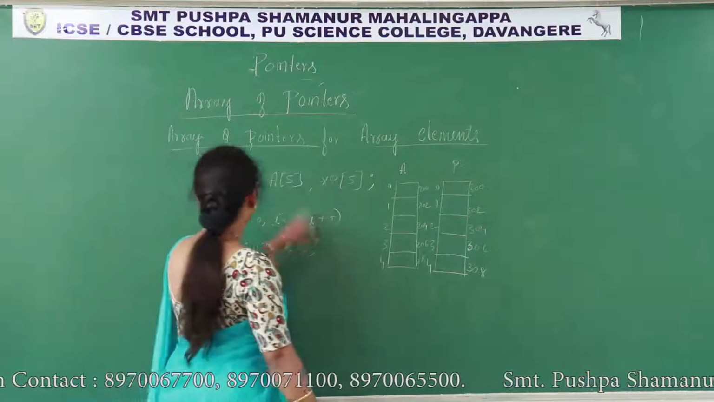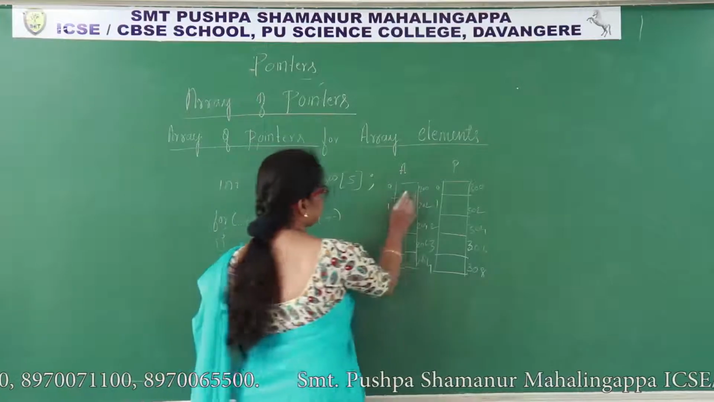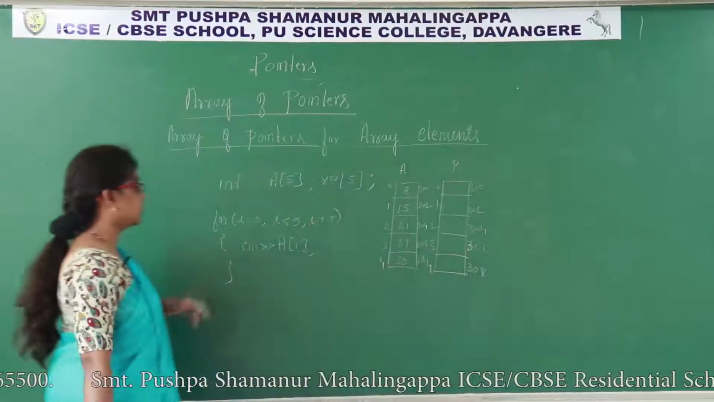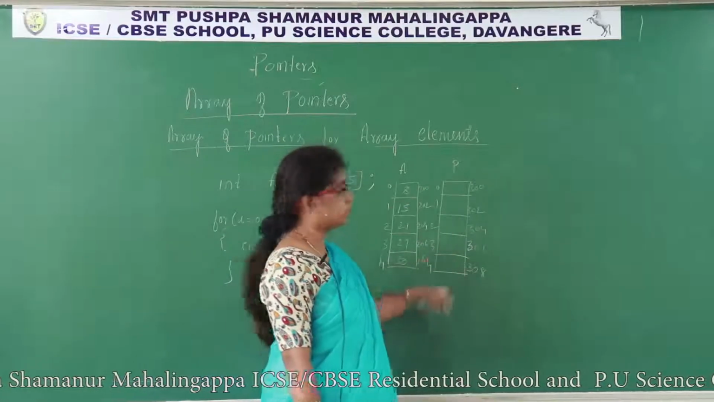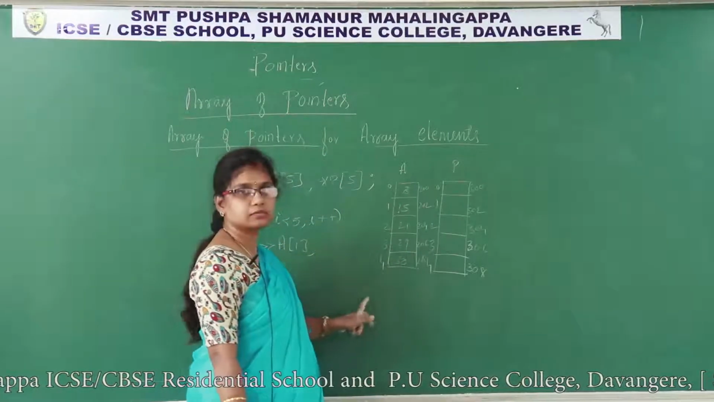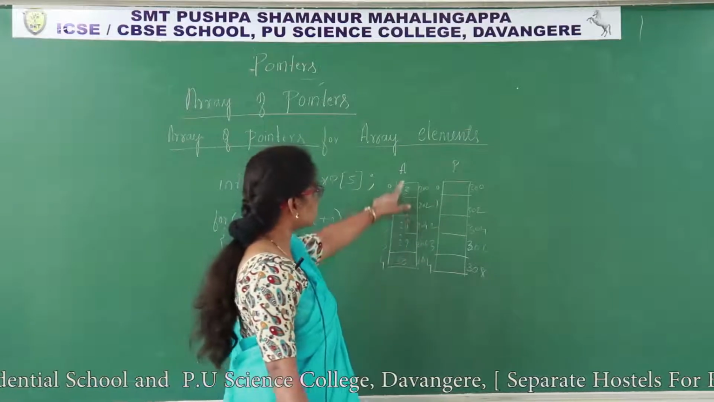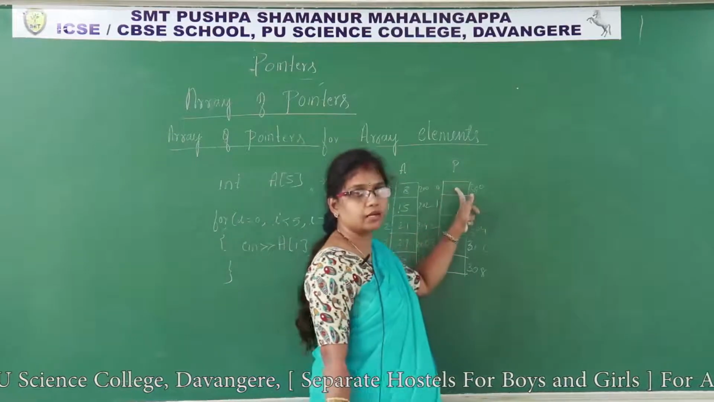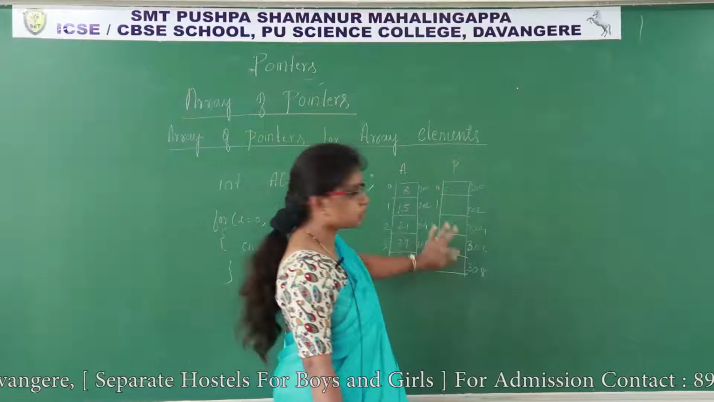Now, this code is to input the values for this array. I'll consider 8, 15, 21, 29, 30. Now, I have taken this array, this is a pointer array. This array has to store the address of these elements. What is the address of 8? 200. Address of 15? 202. Like this. I want to store the address of these elements, these memory locations, into this array.